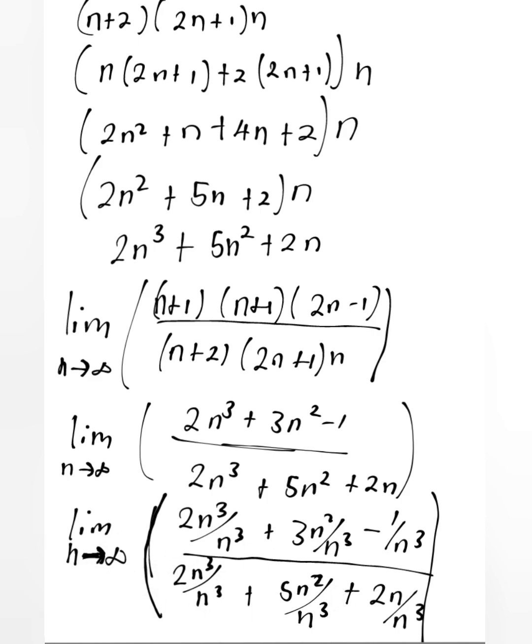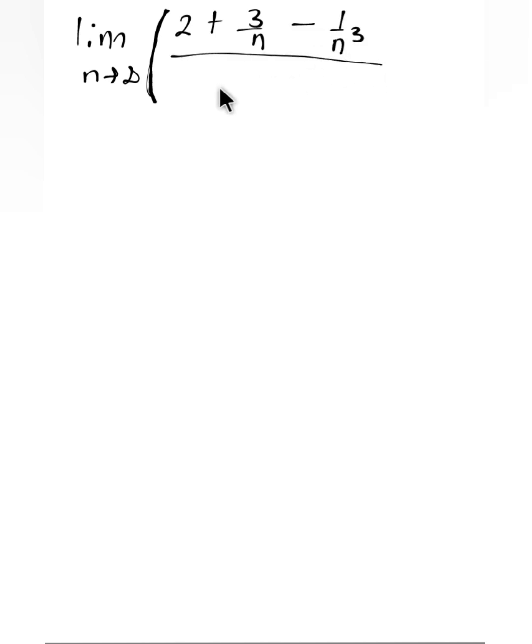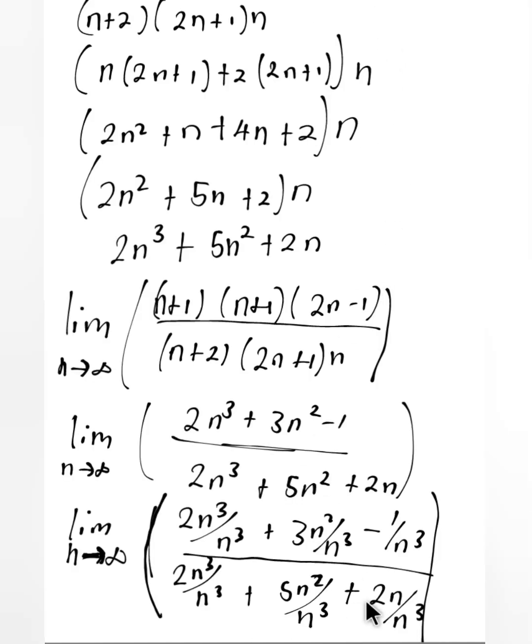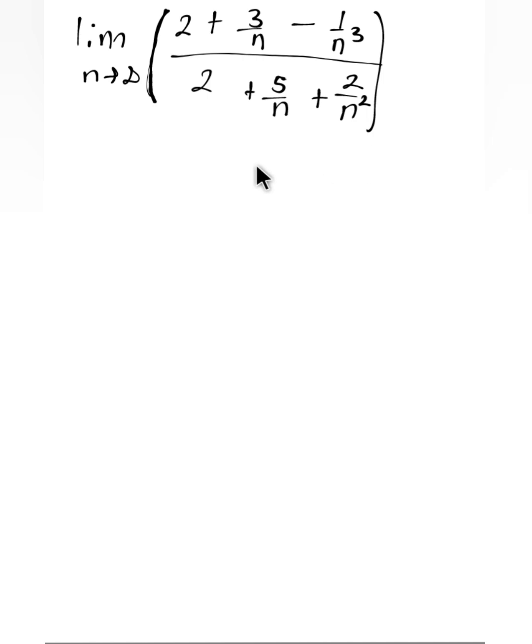Now, if we simplify this, we have the limit as n tends to infinity of 2 plus 3 over n minus 1 over n raised to the power 3, all over 2 plus 5 over n plus 2 over n squared. So after simplifying, we cancel this, and we're left with 2 here. N squared will go into n cubed, we're left with n cubed over n raised to the power 1, minus 1 over n raised to the power 3. So if we simplify everything like that, we end up having this expression here.